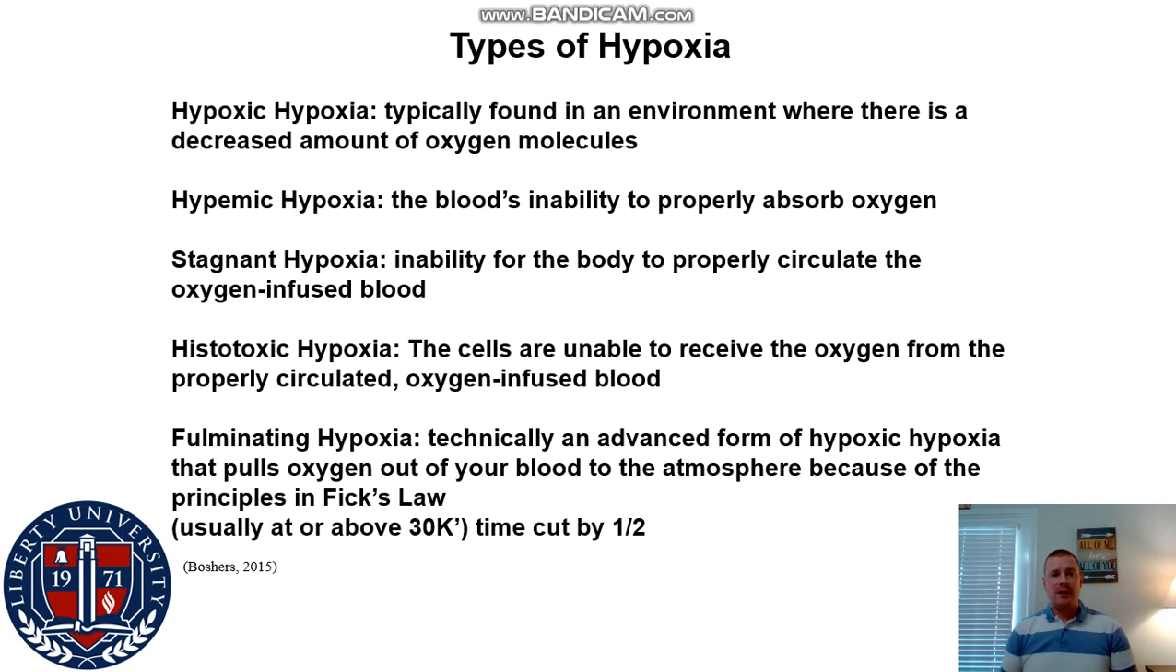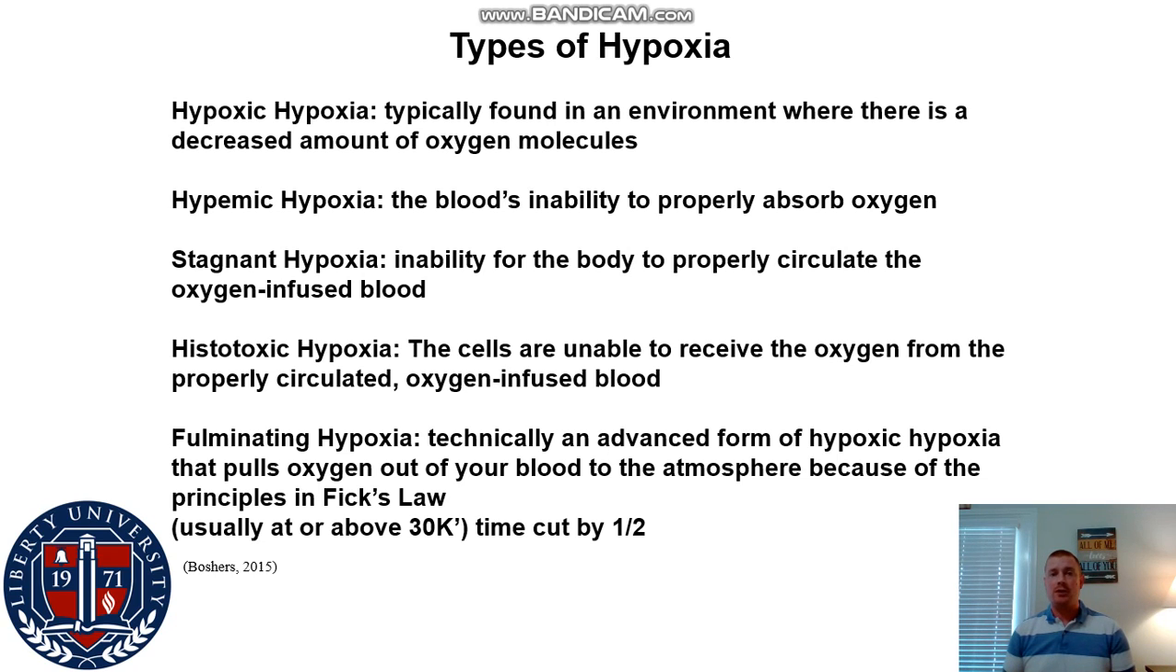So the four different types of hypoxia are hypoxic hypoxia, hypemic hypoxia, stagnant hypoxia, and histotoxic hypoxia. And I'll get to fulminating hypoxia in a minute. Hypoxic hypoxia is typically found for aviators in an environment where there's a decreased amount of oxygen, at higher altitudes. So there's less ability for your body to breathe the oxygen because there's less oxygen to be had in the atmosphere. Hypemic hypoxia is the blood's inability to properly absorb the oxygen.